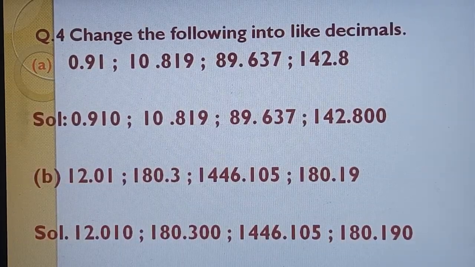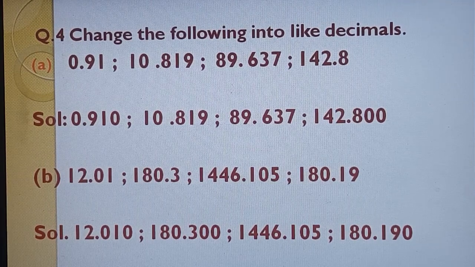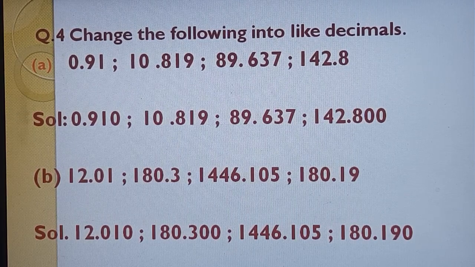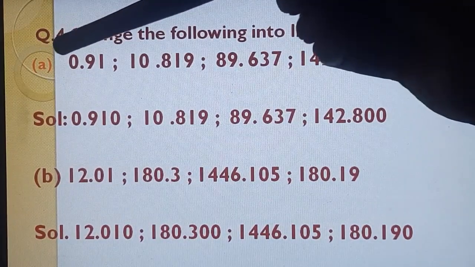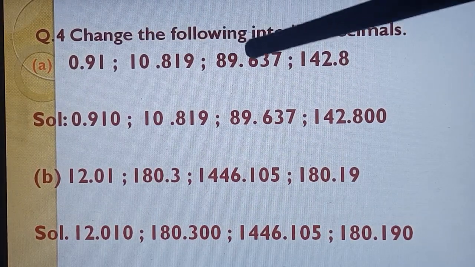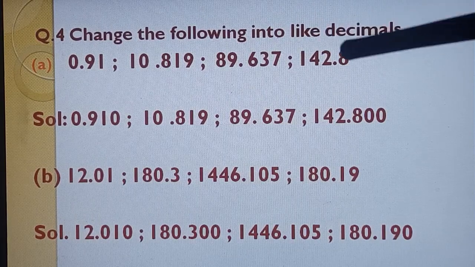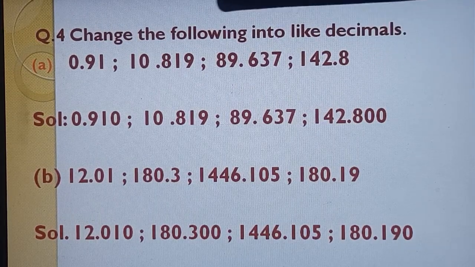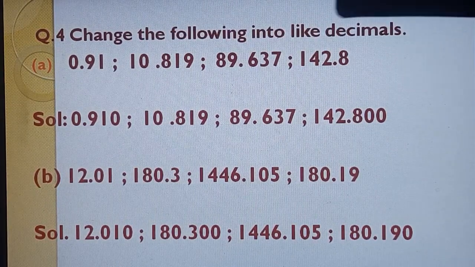Now our question number 4 is there. Change the following into like decimals. Like decimals means after decimal we have to make an equal number of digits. After decimal places should be the same. So A part: 0 decimal 91, 10 decimal 819, 89 decimal 637, 142 decimal 8. So first of all you have to check where after decimal we have the maximum number of digits.